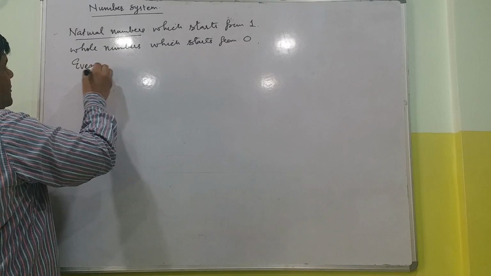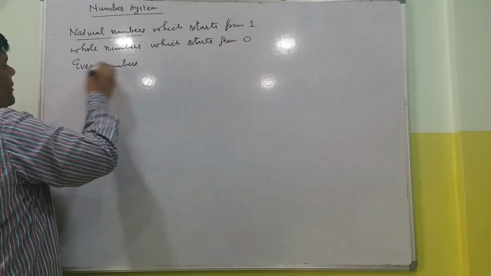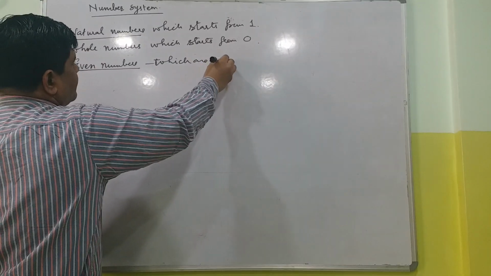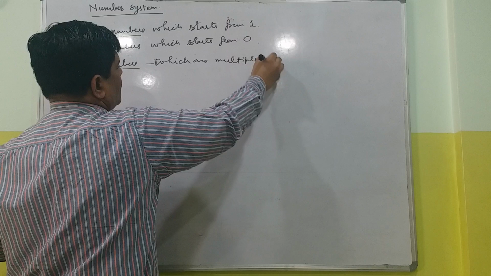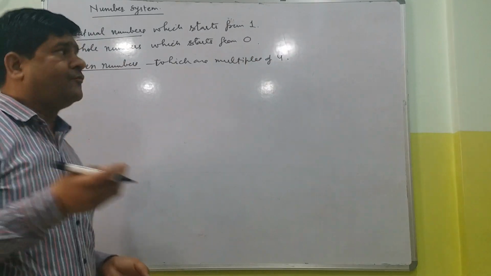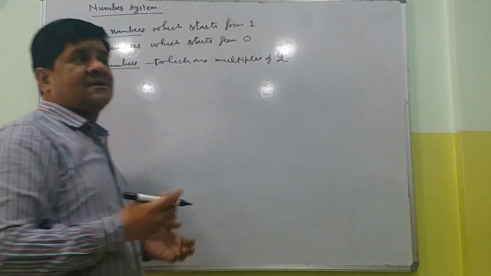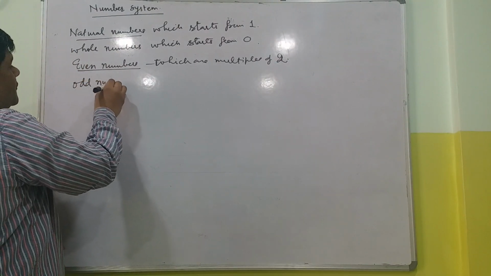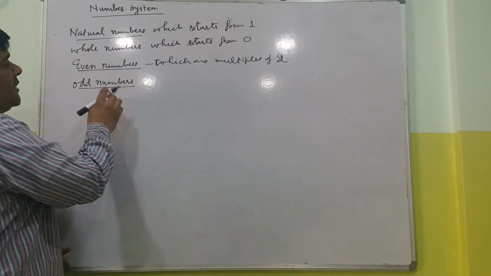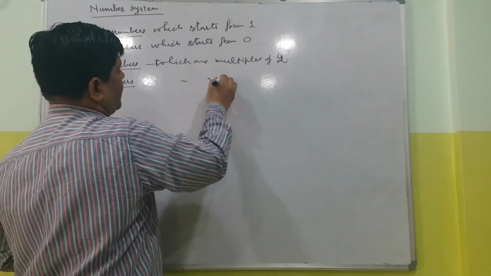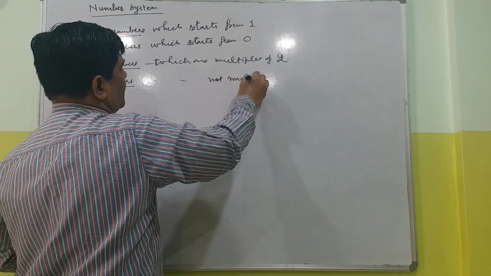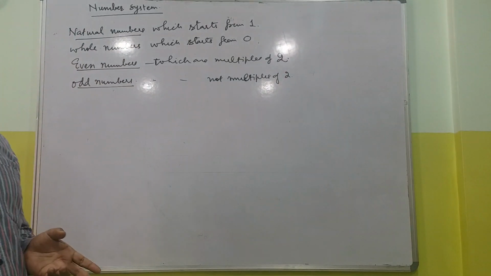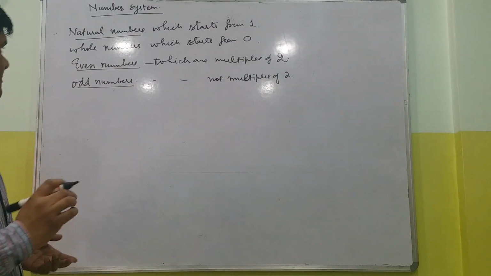Then even numbers. Even numbers are those which are multiples of 2. For example, 2, 4, 6, 8, like this. Odd numbers. Odd numbers are those numbers which are not multiples of 2. For example, 1, 3, 5, 7, like this.